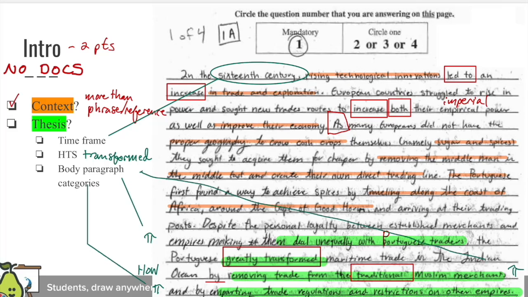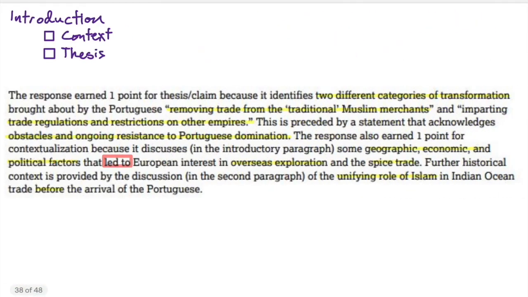How did the native people in India resist the rise of the Portuguese Empire? So they gave us a time frame, 16th century. They addressed the prompt with the historical thinking skill as well as quantifying how much they changed. And they gave us body paragraph categories. So how many points does this essay have so far? 2. Good. How many points are there total on the LAMP rubric? 8. So they got 2 out of 8 so far with just 1 paragraph.